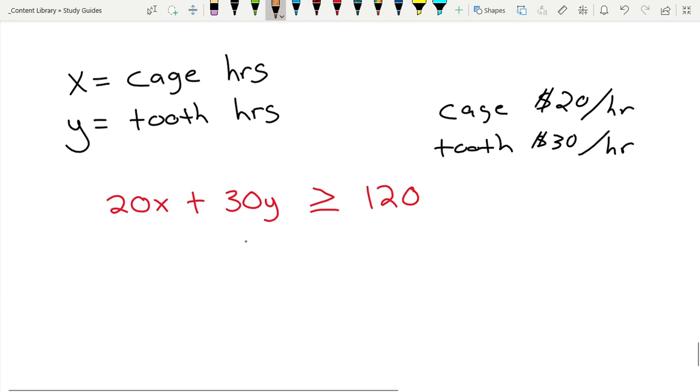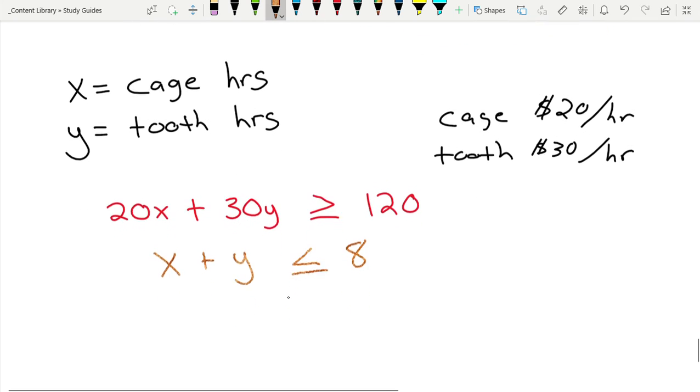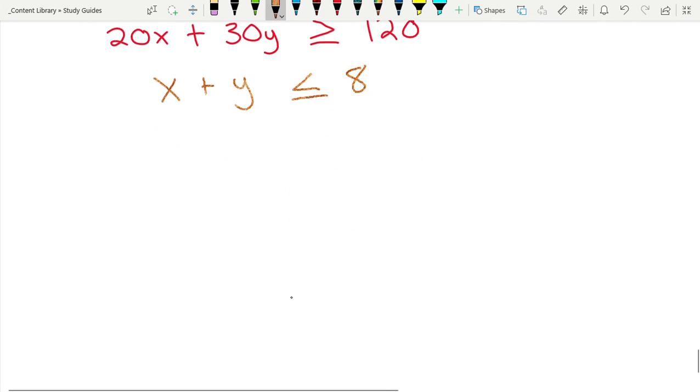The second one is your limitation one. It says you're only allowed to work no more than 8 hours. So you would have to add the hours from the cage job plus the hours from your toothpaste job, and that has to be no more than 8. So no more means less than, because that's the opposite of more, but you can get to 8 hours itself. So it's x plus y is less than or equal to 8. So that's for part A.